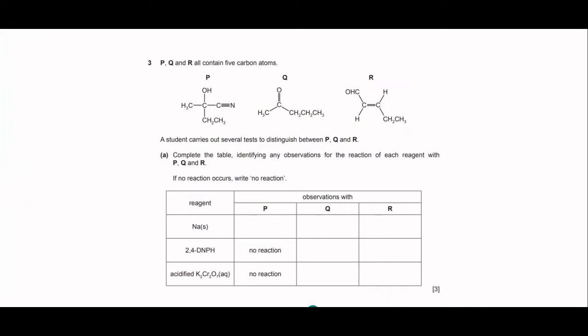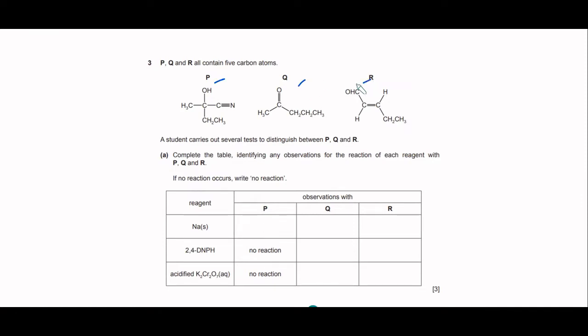So here is the question. You may pause the video and read through the question. If you have not, I'll start the explanation. P, Q, and R all contain 5 carbon atoms. So here is our P, Q, and R. These are the 3 compounds.